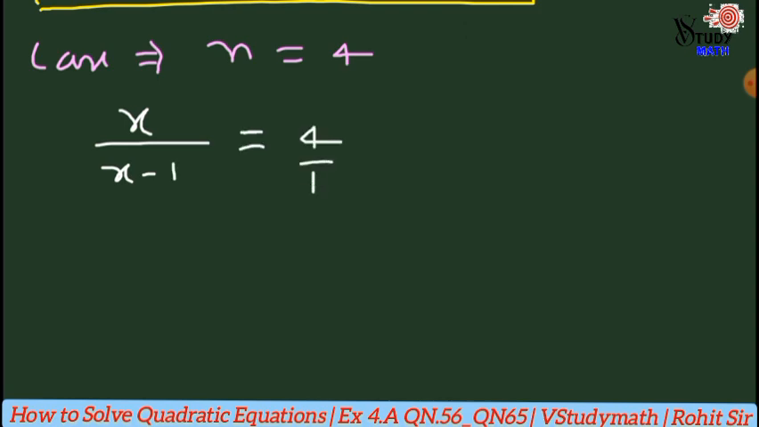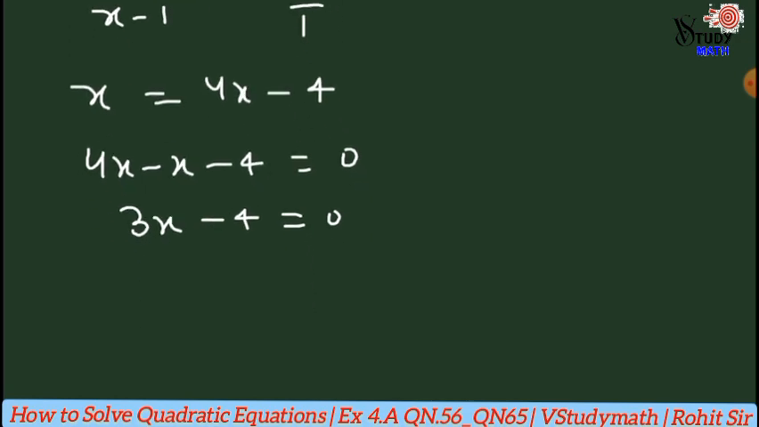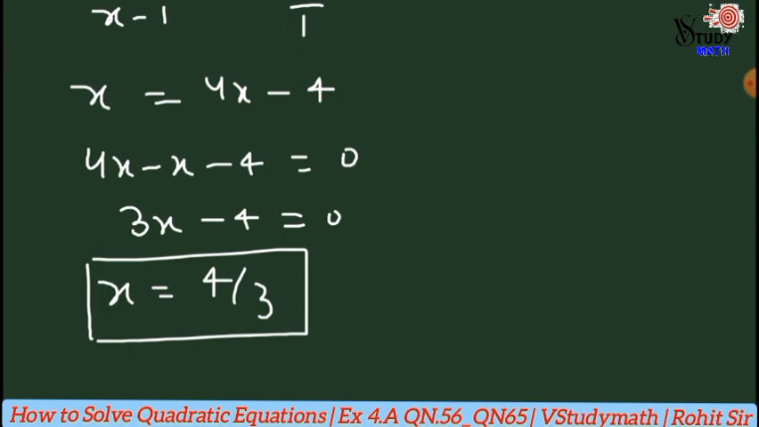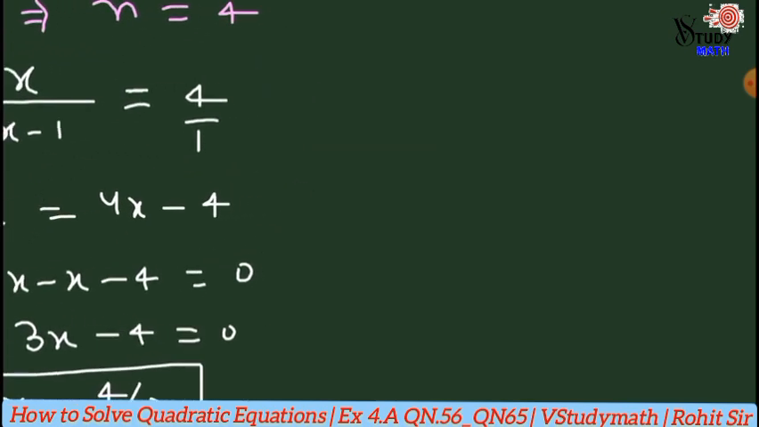Now by cross product we have x is equal to 4x minus 4. Now we have 4x minus x minus 4 is equal to 0. Then we have 3x minus 4 is equal to 0. Then we can say x is equal to 4 by 3. This is the first value of x we have. Now in the same manner we can find the second value.